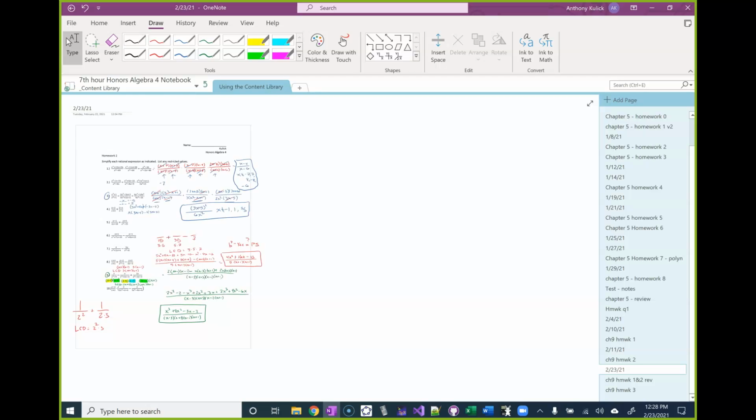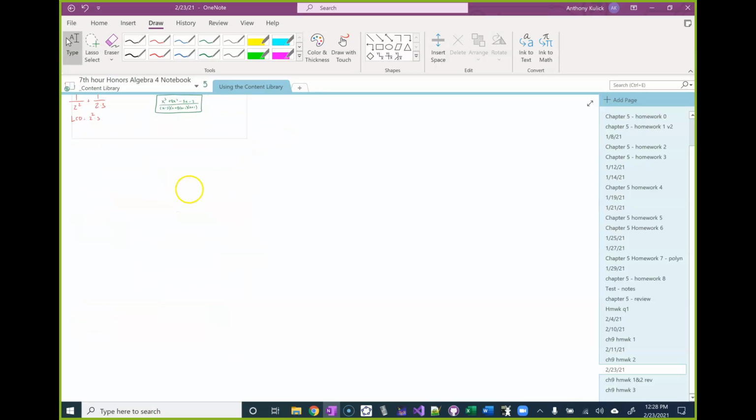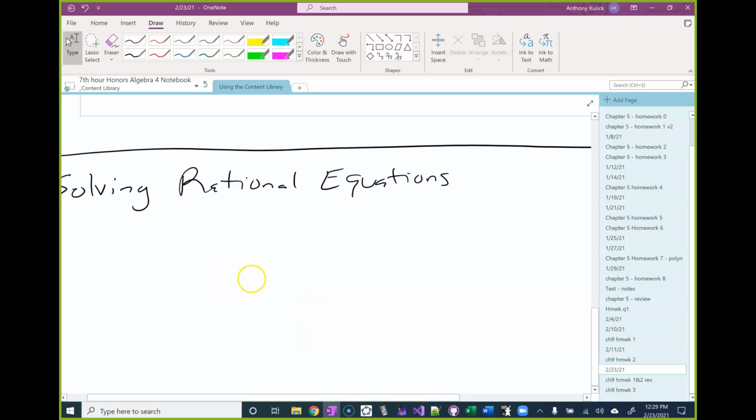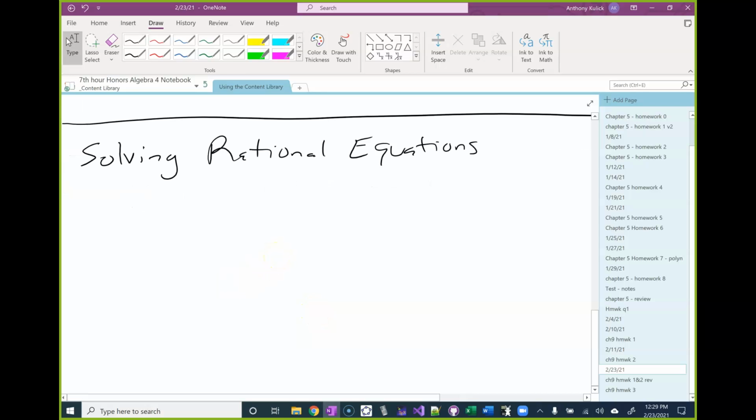So let's look at a couple of examples. So the first kind of example I'm going to start with is something like this. This is something you guys should have recognized from geometry last year. What is this kind of thing called? It's a proportion. That's where we have one fraction equal to one other fraction.